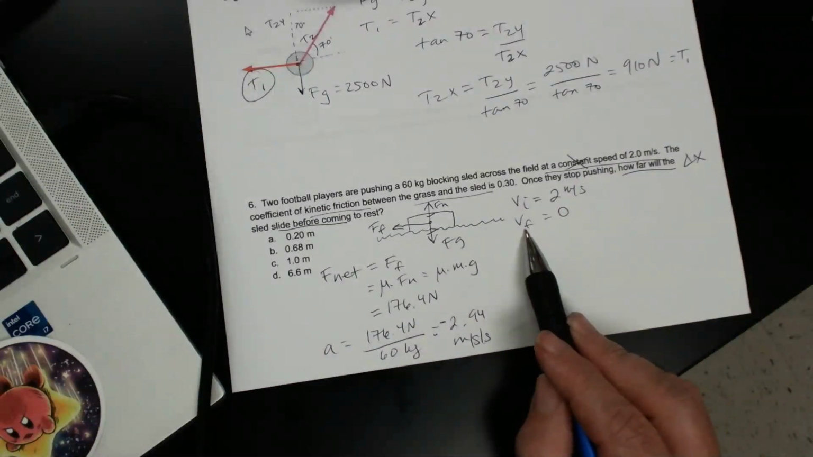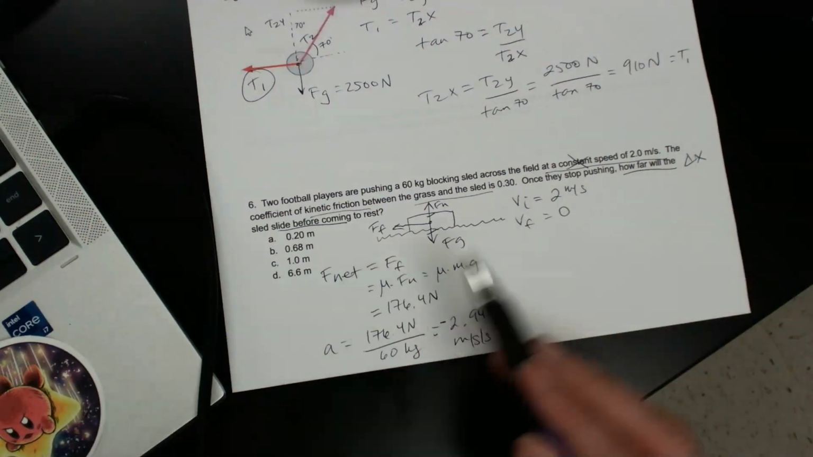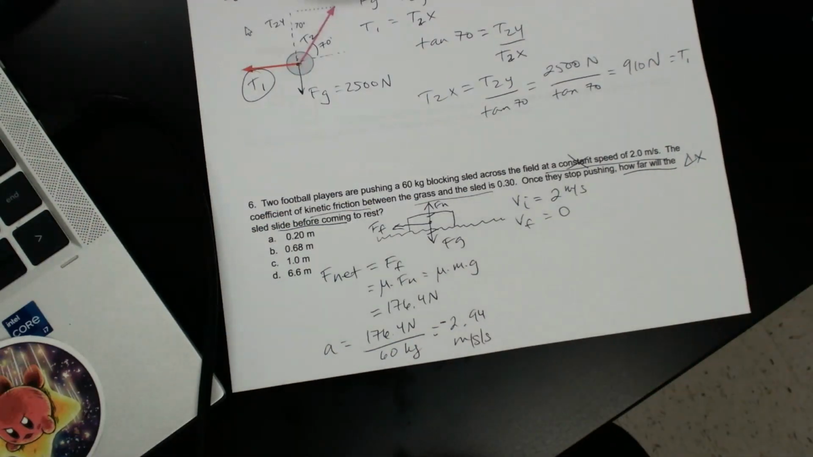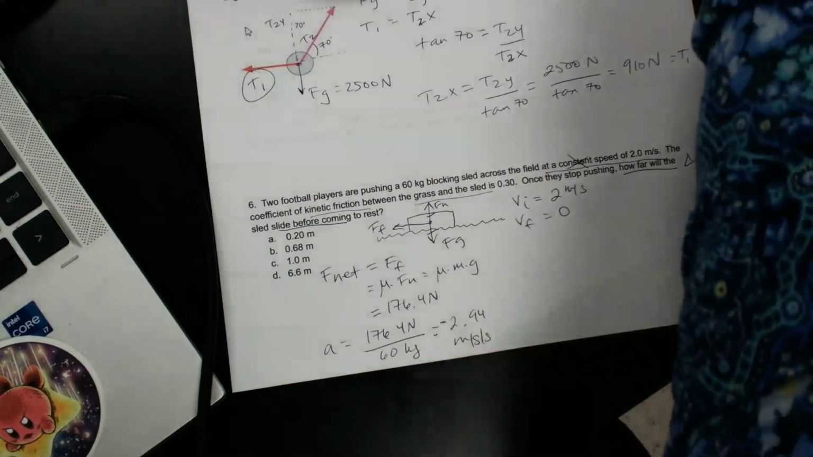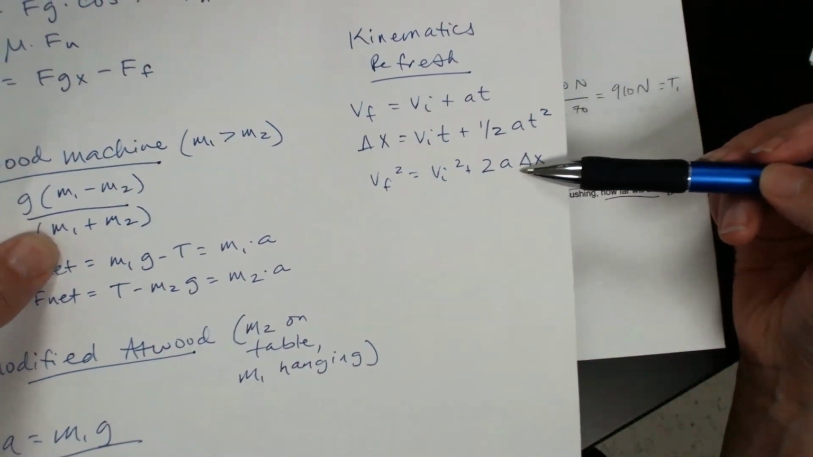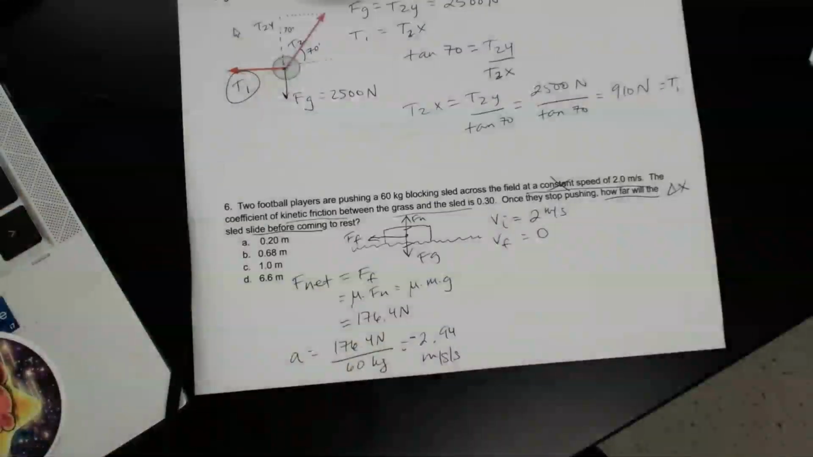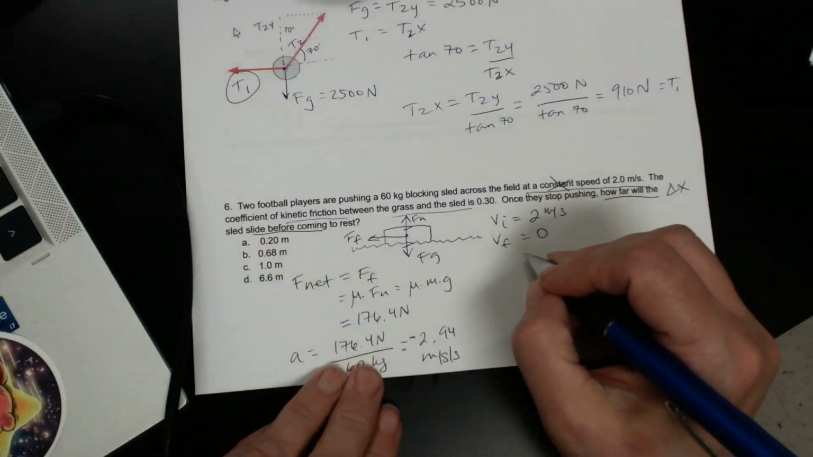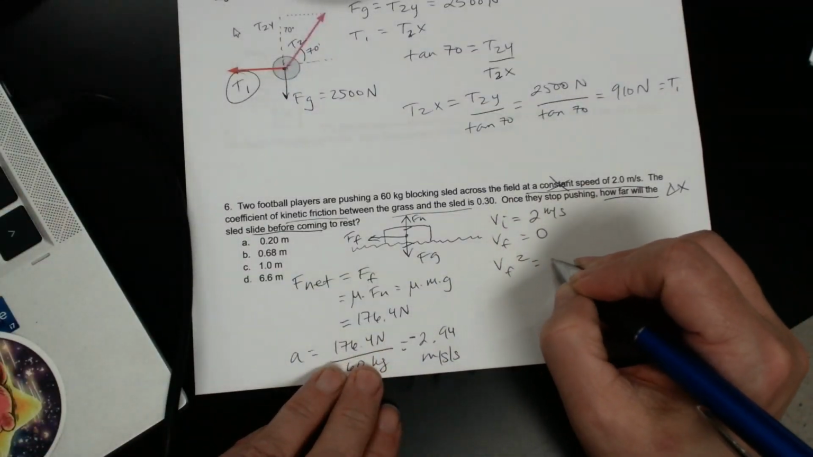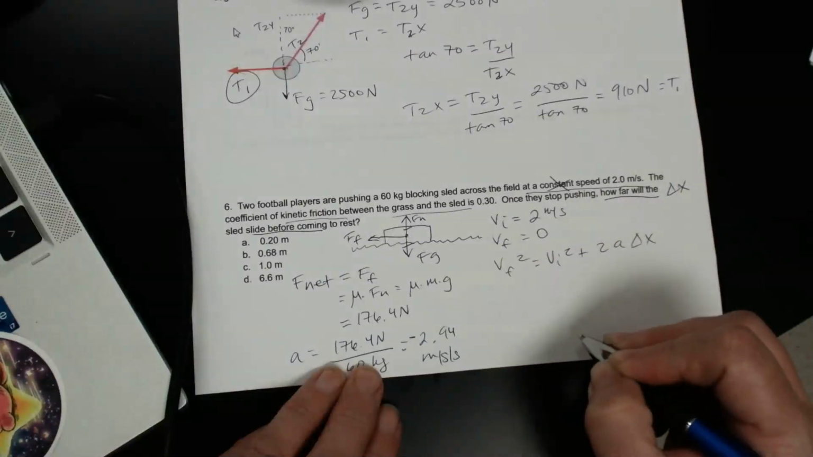So I've got initial, final, acceleration. I need displacement. There's no time information in here whatsoever. So I'm going to look at these equations, and I'm really going to have to use this one because I don't know anything about time. I don't really have a choice if I don't have time. So VF squared equals VI squared plus 2A delta X.